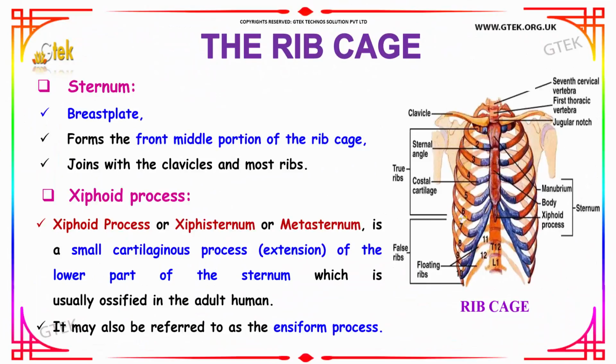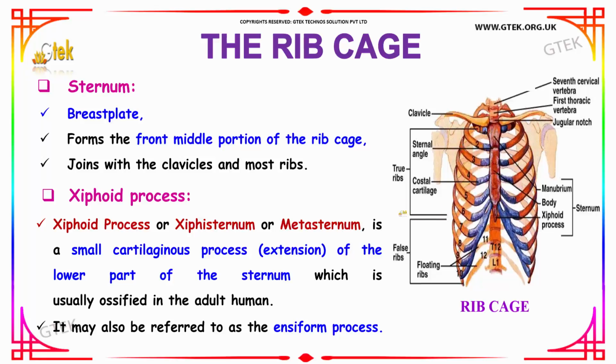Next we have the sternum, which is the breastplate. Your sternum is over here and it forms the front middle portion of the rib cage. It joins with the clavicle and most of the ribs, that is the true ribs. And it is one of the important parts in a rib cage.